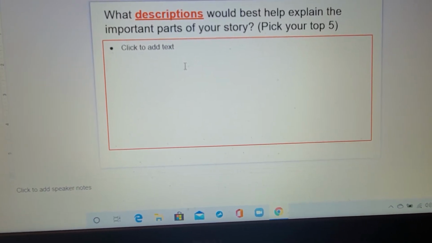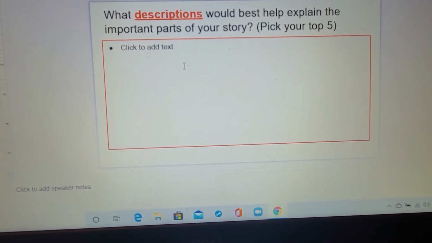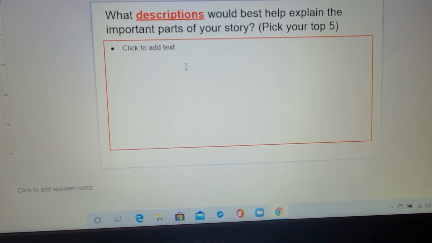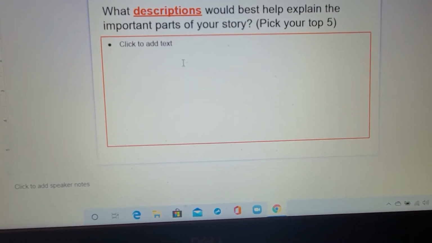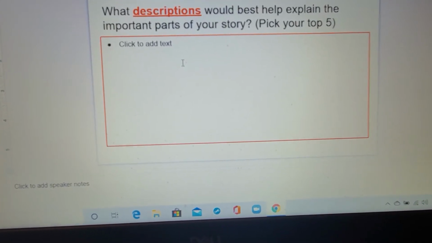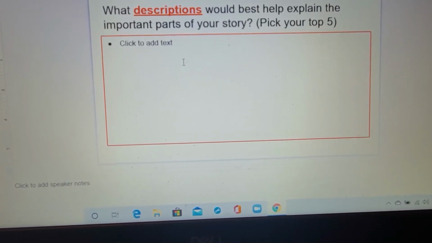Now, the descriptions could be about the setting, it could be about the characters, it could be about major events. But you want to focus on your top 5 that really help the reader, or someone who wanted to read your story, understand a little bit more about what it was about.